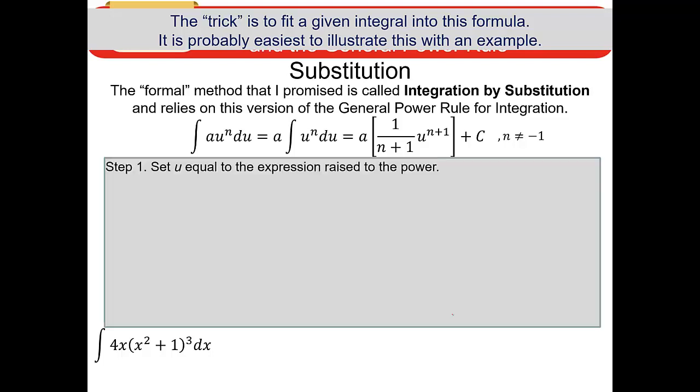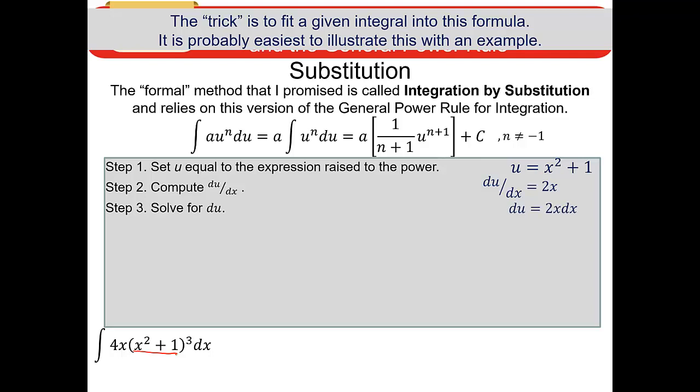I'm sort of going to list a series of steps that you would go through as you do this substitution process. The first thing you want to do is figure out what u is. And in this case, u is going to be the expression that's raised to the power. That's going to be the x squared plus 1. Then you've got to compute the derivative of u with respect to x. du dx, and that's going to be 2x. And then you want to solve it for the differential u, so you multiply both sides of that by dx, and you'll end up with du is equal to 2x dx.